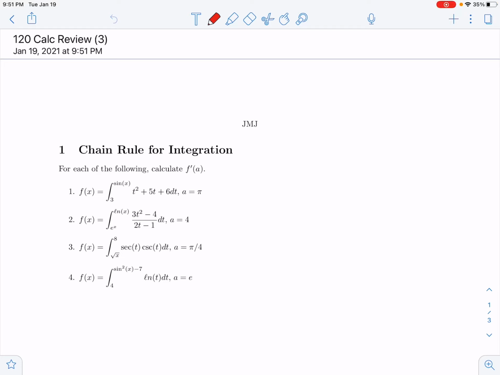All right, guys, here we go. Here's a little review for our upcoming quiz. So first off, we have the chain rule for integration, sometimes also known as the fundamental theorem of calculus.